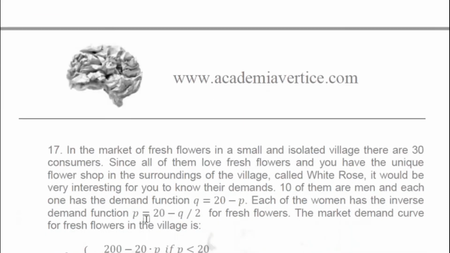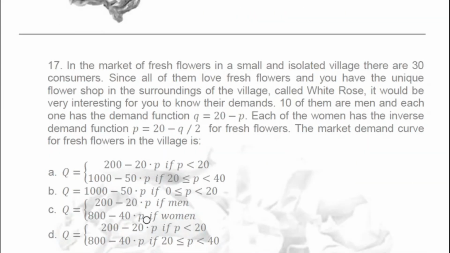Now question 17. In a market of fresh flowers in a small and isolated village, there are 30 consumers. Since all of them love fresh flowers and you have the unique flower shop in the surroundings of the village, called White Rose, it would be very interesting for you to know the demands. 10 of them are men, and each one has the demand function Q equal to 20 minus P. Each of the women has the inverse demand function P equal to that for fresh flowers.